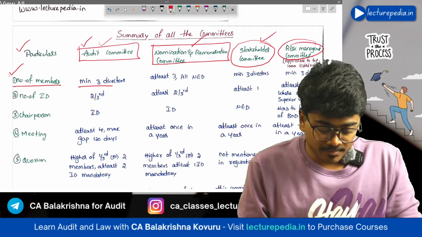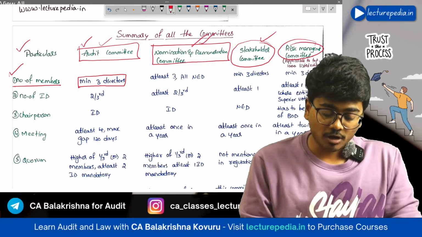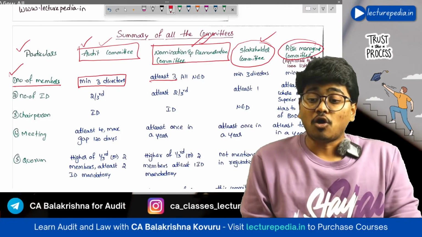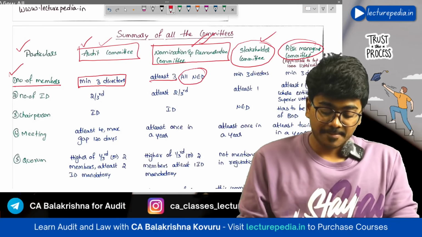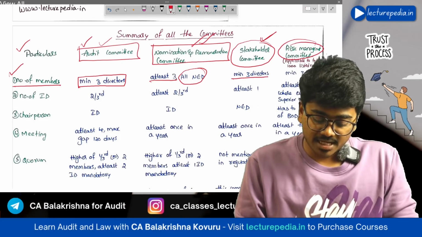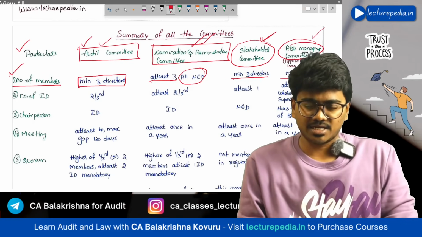There should be minimum 3 directors. In case of nomination remuneration committee, there should be at least 3 directors, and all the 3 directors must be non-executive directors. And in case of stakeholder relationship committee, there should again be minimum 3 directors. In case of risk management committee also, there should be minimum 3 directors.